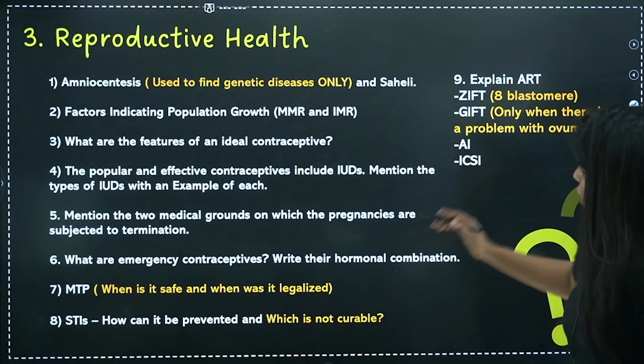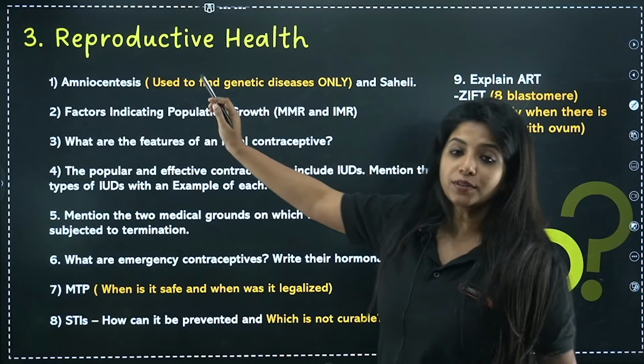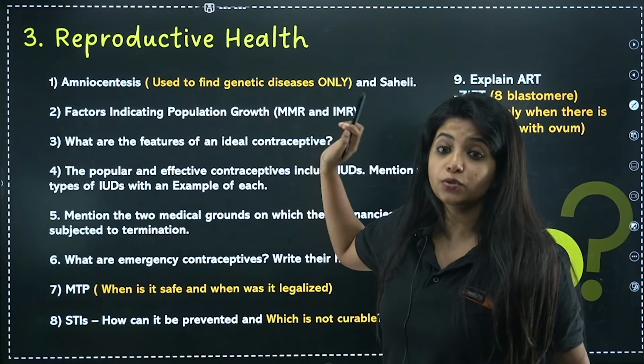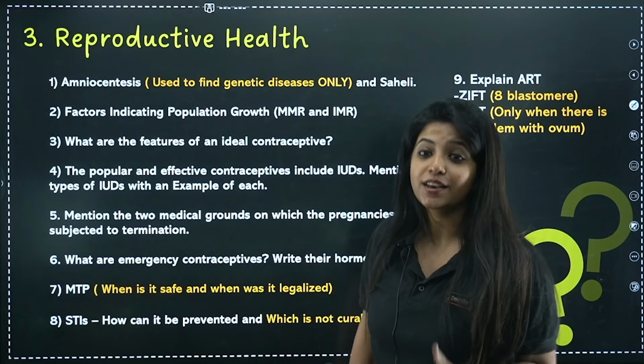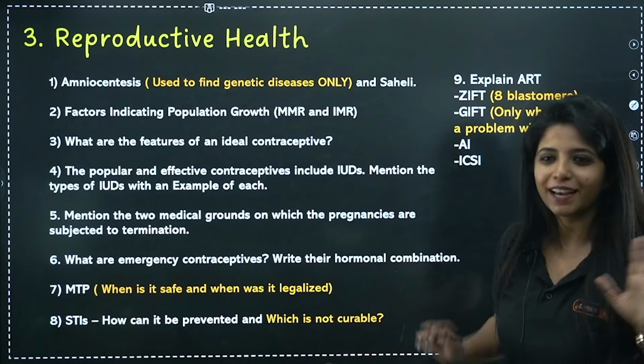Over here you have all the questions. An important one, amniocentesis, is used to find genetic diseases only. So don't go and write it is used to find jaundice. Jaundice is not a genetic disease. If it comes in MCQs, give me thanks later on.